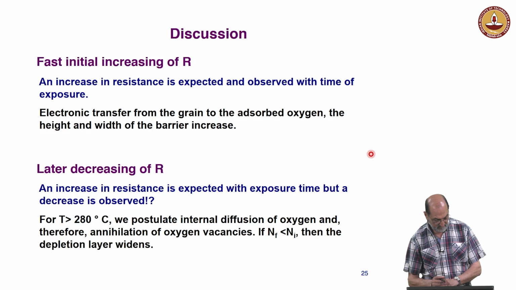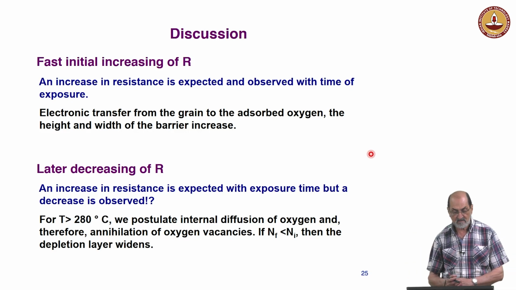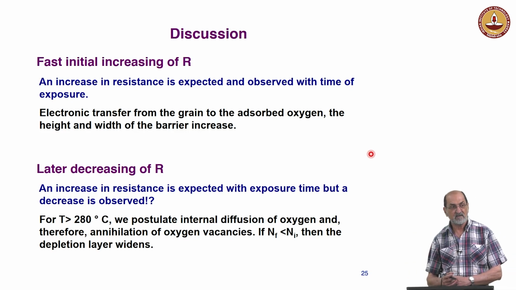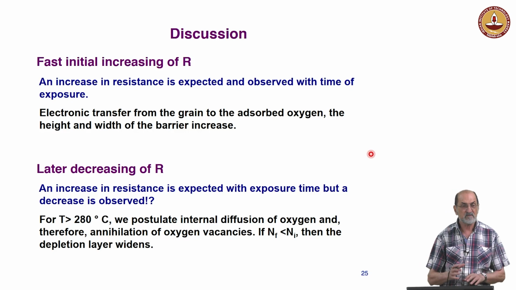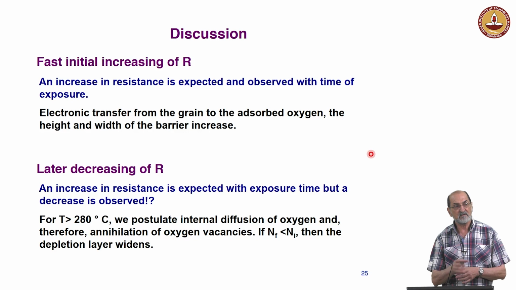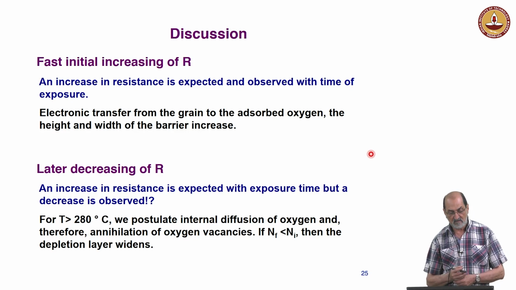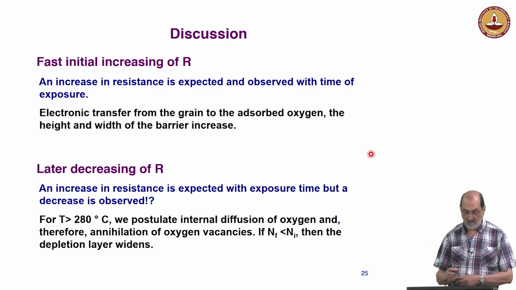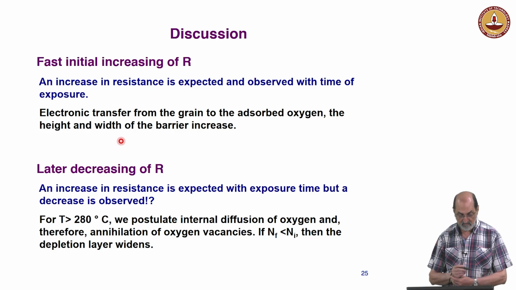Well, the fast initial increase in the resistance can be expected. As we saw, oxygen adsorbs on the surface, and ions are created. The acceptor levels are charged, and the intergrain barriers increase and the resistance increases. Both the height and width of the barriers increase. The later decrease of R.